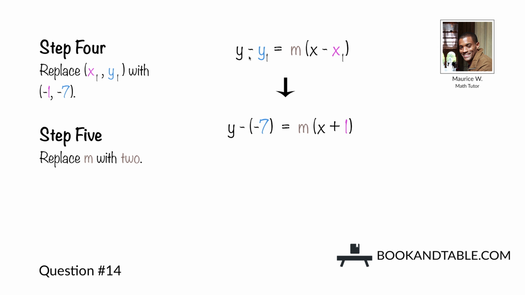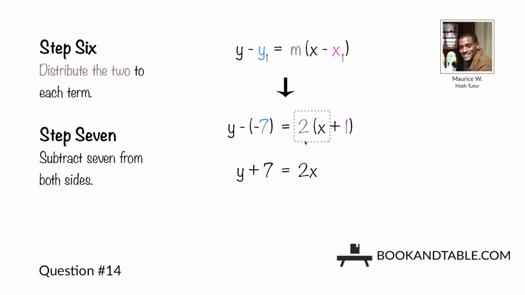Y minus -7 will become y plus 7. We want to replace m with our slope 2. And now we have the information that we need to figure out the equation. So step 6, distribute this 2 to the x and to the 1. 2 times x will give you 2x. 2 times +1 will give you +2. And that leaves us with y minus -7, which is y plus 7, is equal to 2x plus 2.